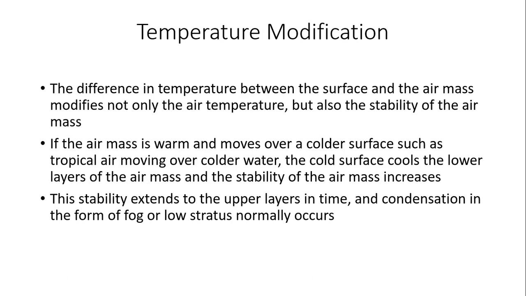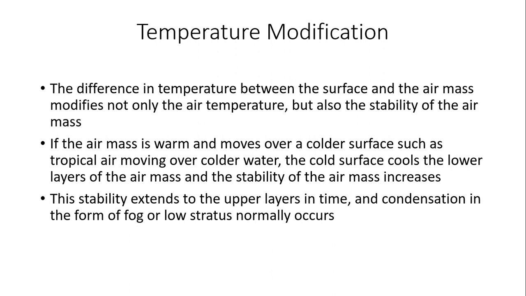So let's first talk about temperature modification. Now, the difference in temperature between the surface and the air mass modifies not only the air temperature, but also the stability of the air mass. And this is what we get down to talking about, the cloud types associated with the air masses.